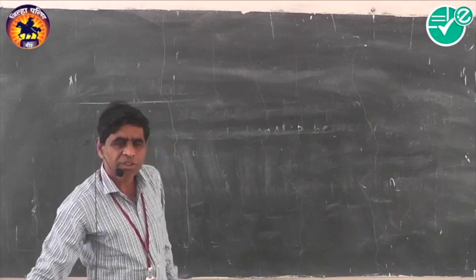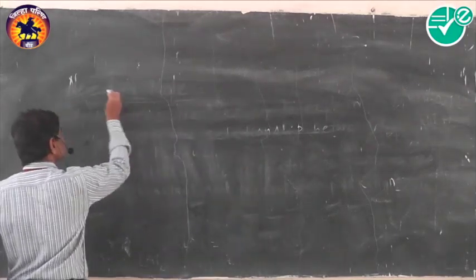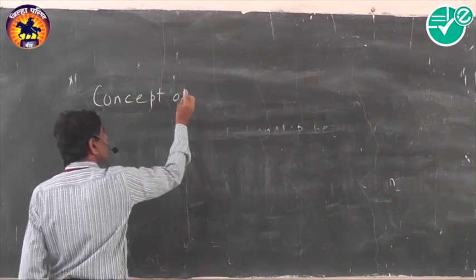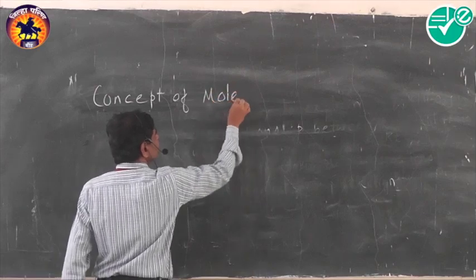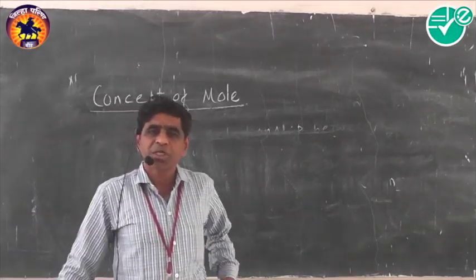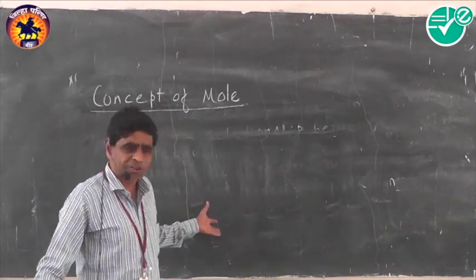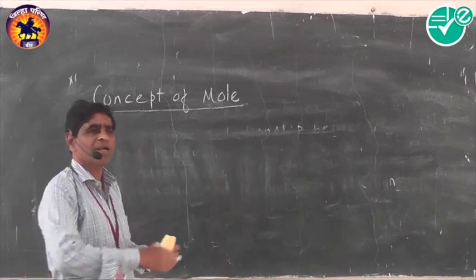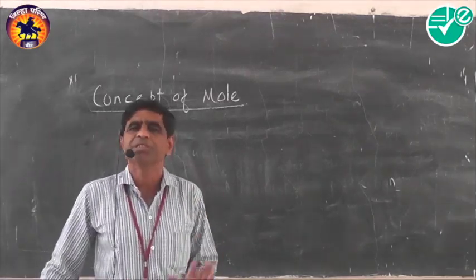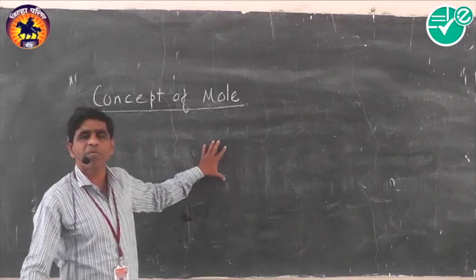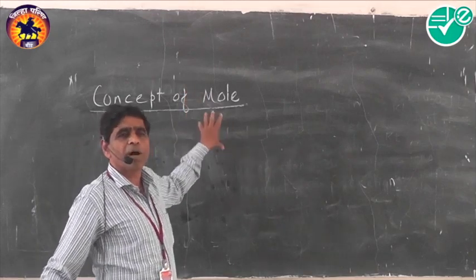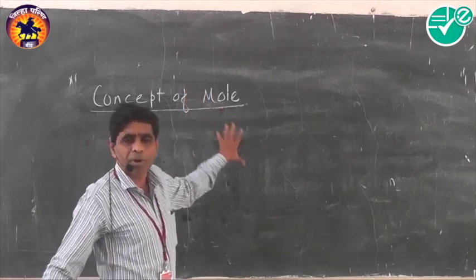Now, then actually, what is the concept of mole? Now, already we know that there are 7 fundamental SI units. Out of these 7 fundamental units, remember, mole is one of the SI units, and mole is the SI unit of amount of substance, that is the fundamental unit of amount of substance.